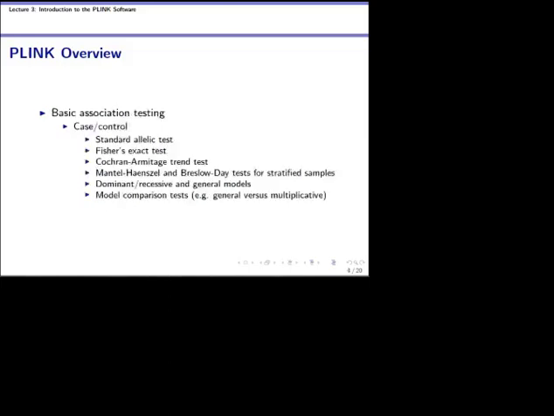For association testing, which is what we're going to be doing, you can do case control association testing. We talked about Fisher's exact test, Armitage's trend test, and dominance testing in general models. You can do all of that in PLINK. Everything that we've done in R, you can also easily do in PLINK with a simple command line option.